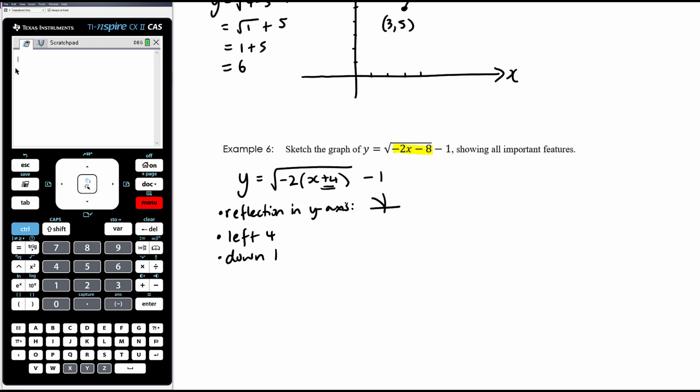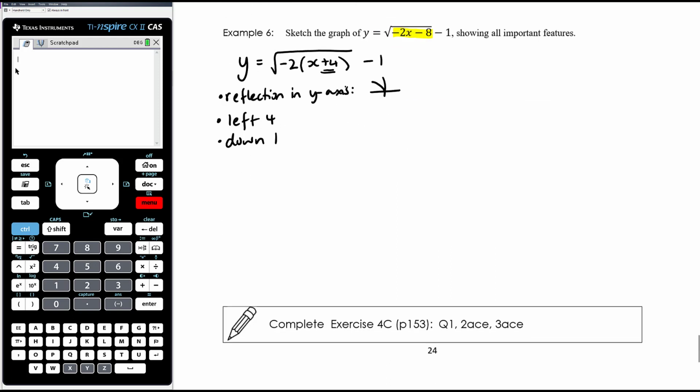Okay. Alright, so left 4 and down 1. Just going to move that over a bit further. Left 4 and down 1. We're going to be sort of here. Oops, -4, -1.